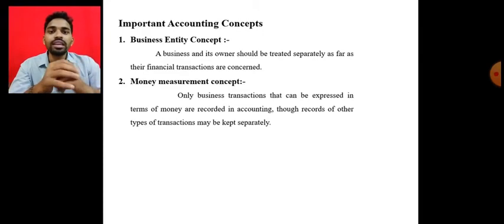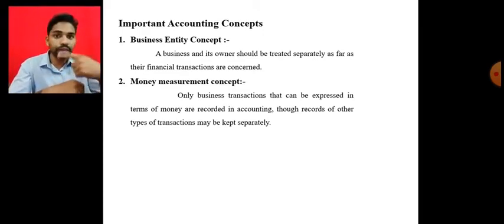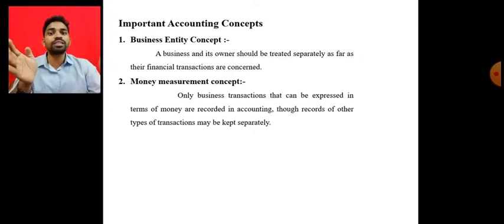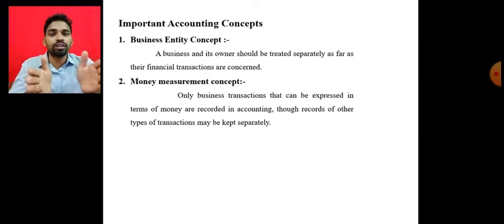Now see, in future the business has to repay this 50,000 to X. It means the business has a liability to pay or return 50,000 to X. So the business is separate and the owner is separate. The business and the owner are separate from each other. This is the business entity concept.